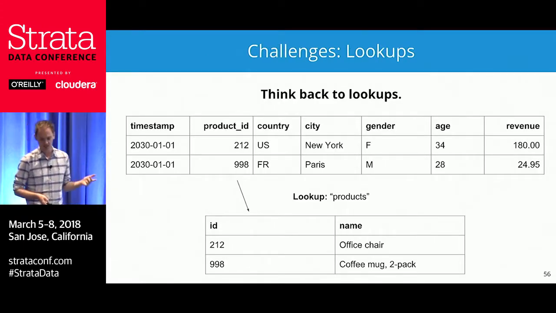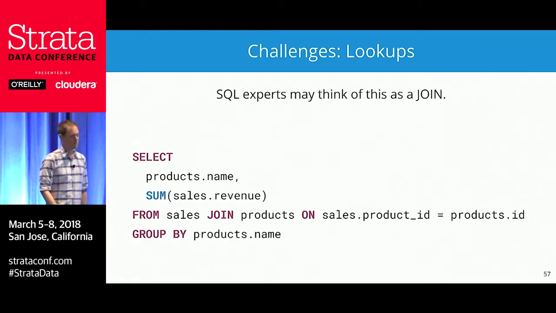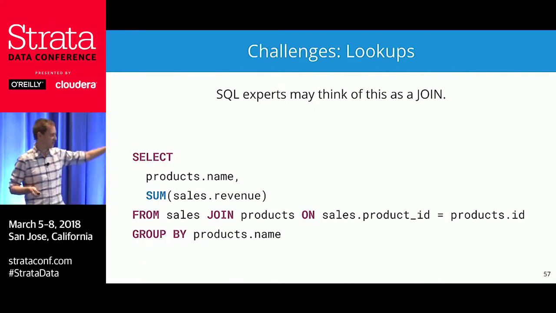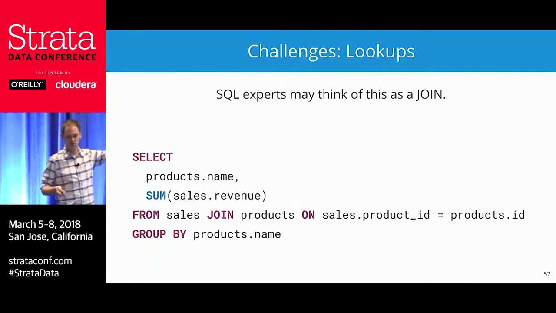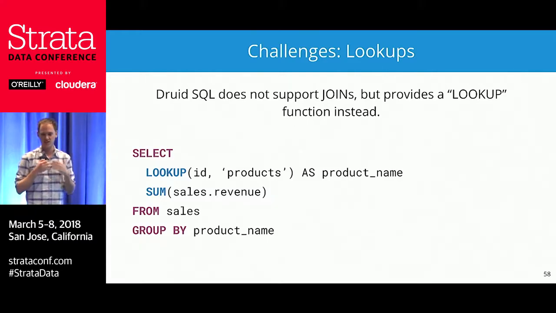Another challenge, think back to lookups. So we look up this product ID to name. If you're a SQL expert, SQL purist, you may want to write this as a join. You may want to join a sales table on a products table. In Druid, you can't do this because Druid doesn't support joins, and so Druid SQL doesn't have a join keyword. You can write instead lookup ID products as product name, and this is how you access Druid lookup functionality. So the functionality in the end is the same, but the way you write the query is a little bit different.